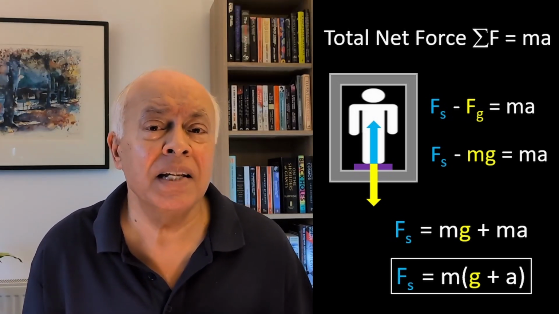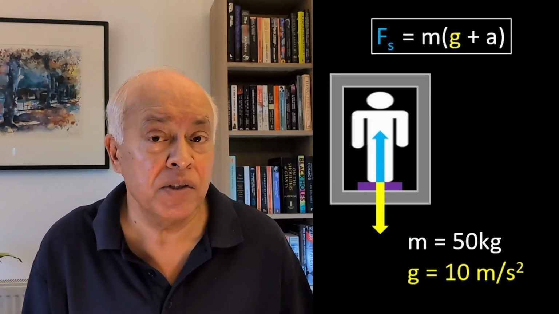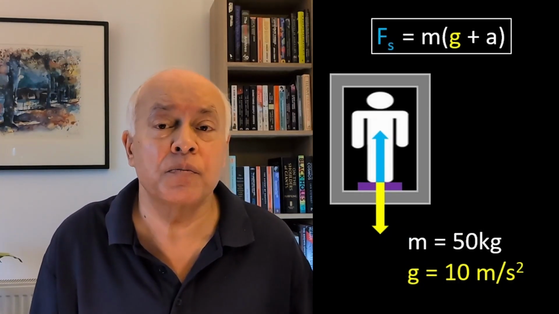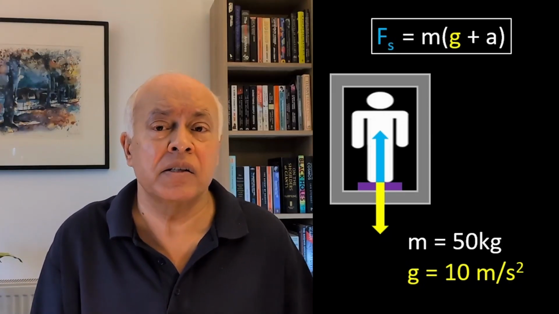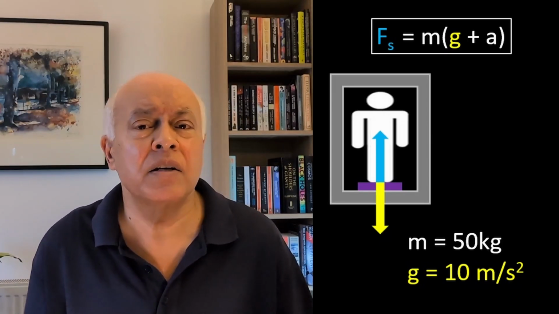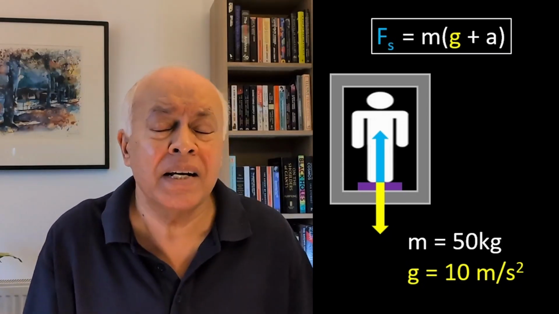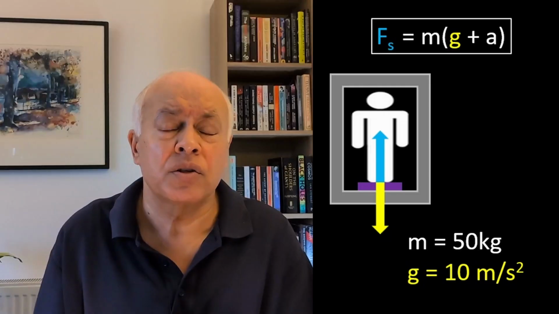To give some numbers, let's assume in our examples that the mass of the person is going to be 50 kilograms and that g is 10 meters per second squared, just to keep things simple. And let's now look at some cases of what happens when the elevator moves in different ways, and we will use these numbers for our mass and acceleration in those calculations.